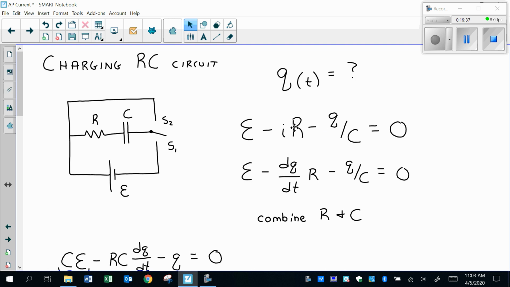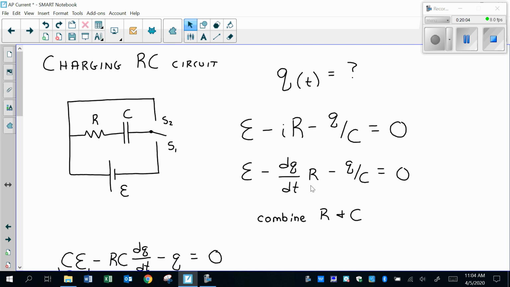So what I have here is the loop rule. And our goal is, what is the charge? Depending on time, we want a function for charge. So what we have here is our loop rule. And I know that I is the rate of charge flow, so I can replace I with dq over dt. We did that at the beginning of this whole chapter, the previous lesson.